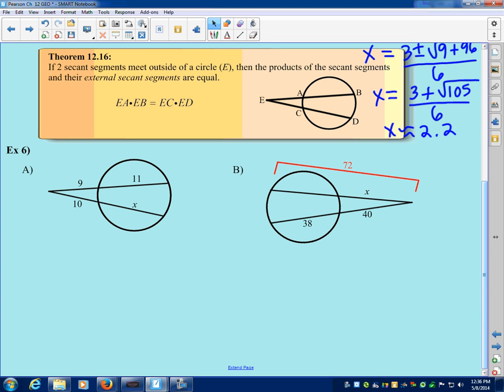All right, theorem 12.16. Kind of similar to the previous one. It says that if 2 secant segments meet outside of a circle, then the products of the secant segments and their external secant segments are equal. Here's the external secant segment. It's just saying that, okay, watch as I highlight. If you take this piece times the whole thing here, that'll be equal to this piece times this whole thing. That's all that's saying.